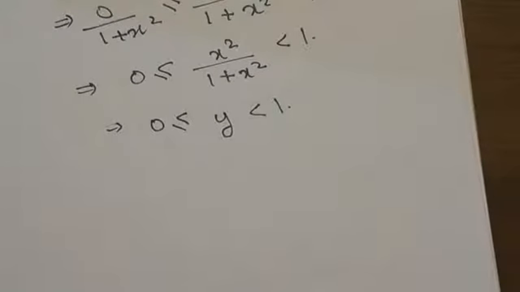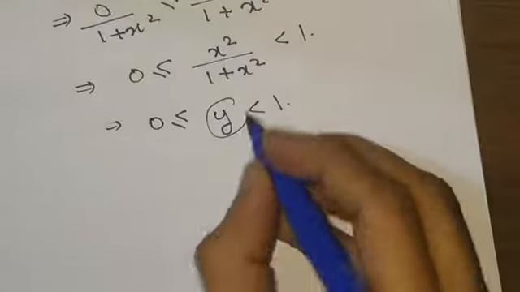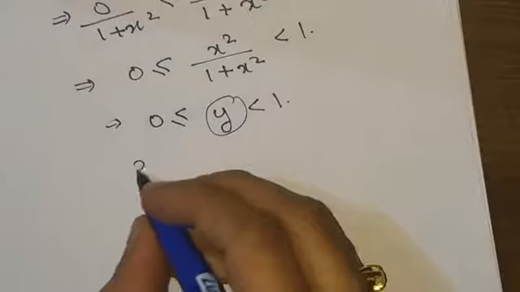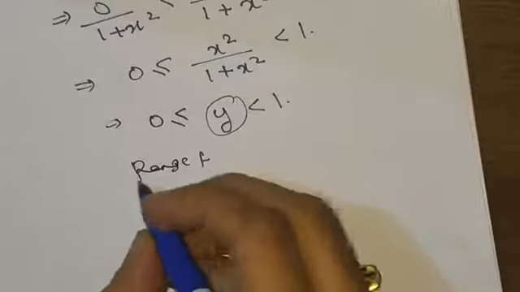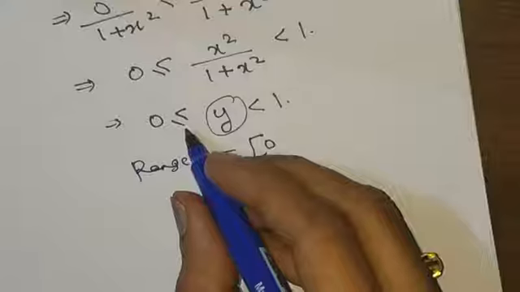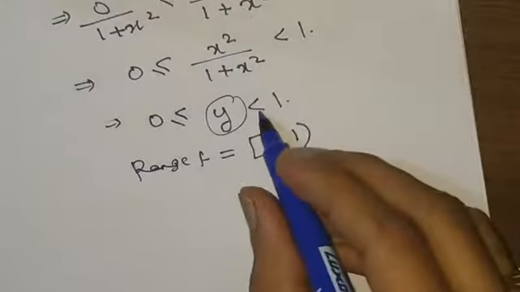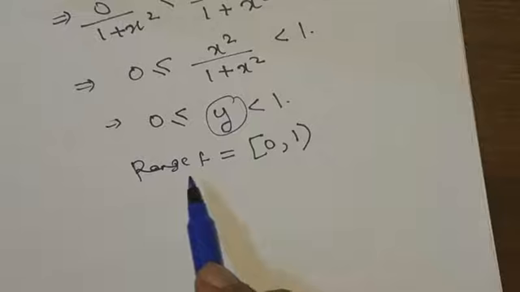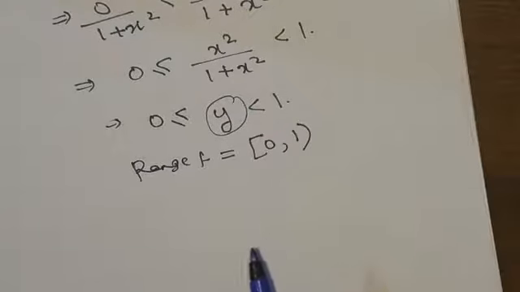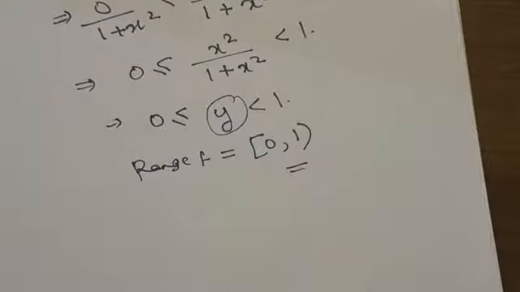So we have got 0 less than or equal to y less than 1, and you know that y are nothing but the values in the range set. So range of f will be equal to nothing but closed 0, because 0 is included, right, comma 1 open, because 1 is not included. So the range of f will be [0, 1). Okay, so that was the problem number 6.